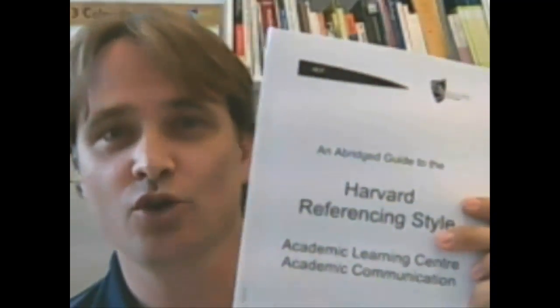Now, if you remember anything from this video, the most important thing to remember is that you should learn how to use this guide. This is the CQUniversity Harvard Referencing Style Guide, and you can download it from the TWU Moodle site. You can also download it from the CQUniversity website, or you can purchase a hard copy from the CQUniversity library for a very small fee.